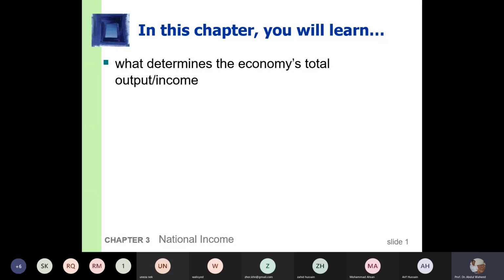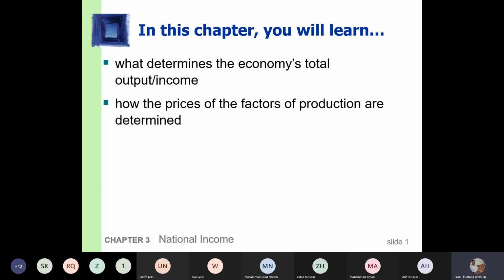So we will see what determines the economy's total output or income. Then we'll see how the prices of the factors of production are determined. We'll see how the price of labor is determined in the labor market and how the price of capital is determined in the capital market. So we'll discuss labor market equilibrium and capital market equilibrium. And then we will also see how income is distributed.